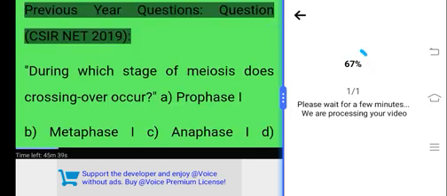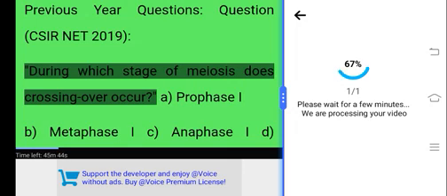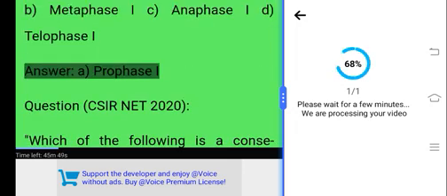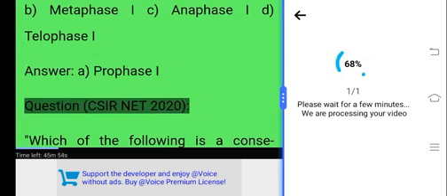Previous year questions. Question, CSIR NET 2019. During which stage of meiosis does crossing over occur? A, prophase I. B, metaphase I. C, anaphase I. D, telophase I. Answer: A, prophase I.